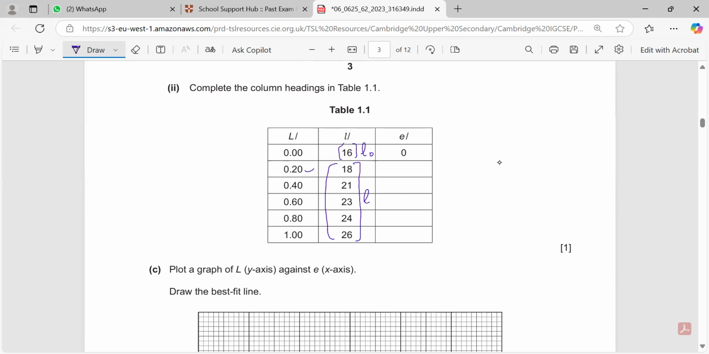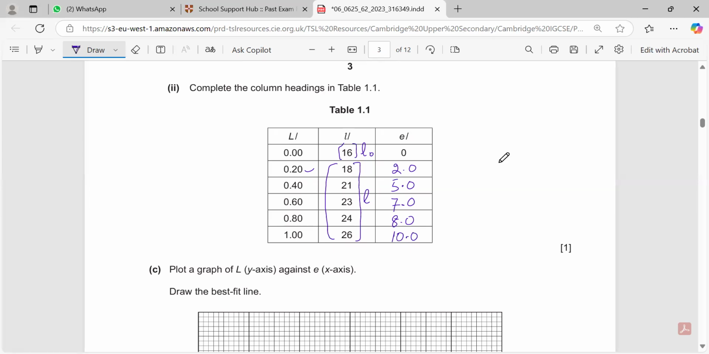Now calculators are with you. Pick up your calculators. Here it is very simple. 18 minus 16, it is simply 2.0. 21 minus 16, 5.0. 23 minus 16, 7.0. Please correct me if I'm wrong. Then 24 minus 16, that is 8.0. 26 minus 16, it is 10.0. Please, anybody, if there is any problem, feel free, you people can ask me now.